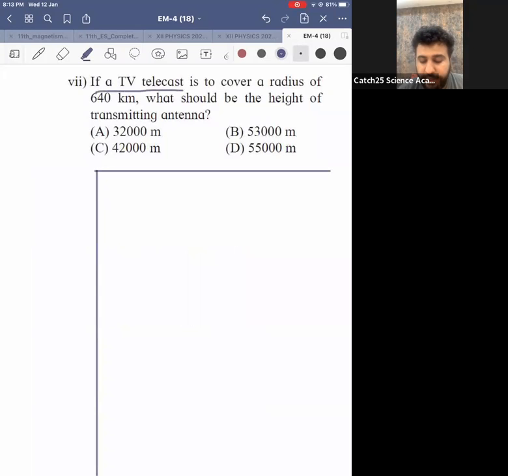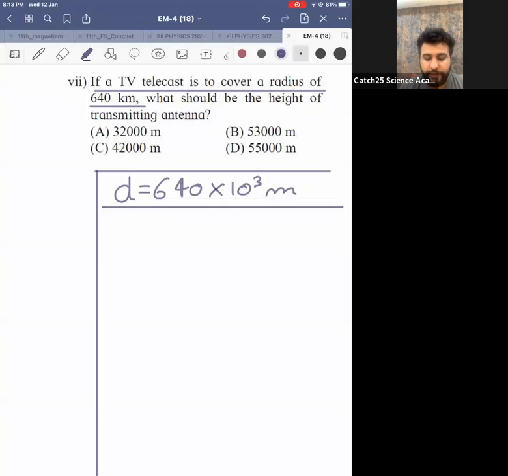If a TV telecast is to cover a radius of 640 kilometer, that means they have already given you the distance covered by an antenna, that is 640 into 10 power 3 meter, because 640 kilometer is nothing but 640 into 10 power 3 meter. That means this data is already given. What should be the height of the transmitting antenna? So in this particular question, they have given the distance. I have to calculate the height.